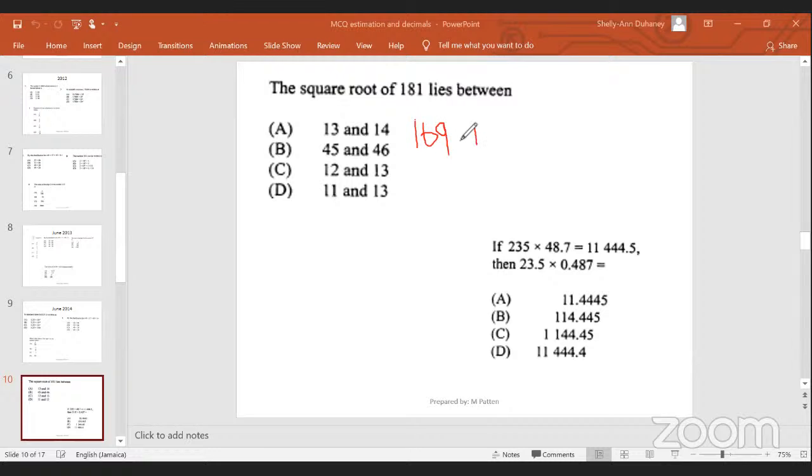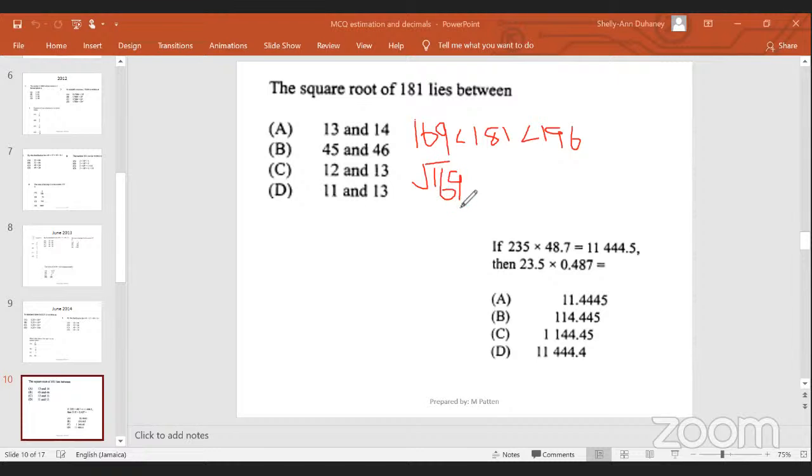169 is less than 181, and 181 is less than 196. So therefore, when we find the square root of 169, when we square that, we end up with 13.